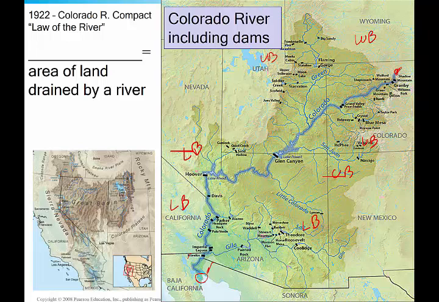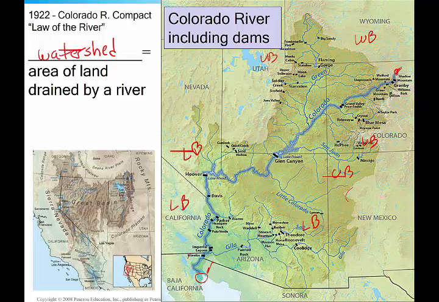Now remember, a watershed is all the land that drains into a water body, in this case a river. So just as a reminder, a watershed is the area of land drained, in this case by a river. So you can see that this dark green area around is the watershed of the Colorado River. And you can see little tributaries and rivers that eventually drain into the Colorado.